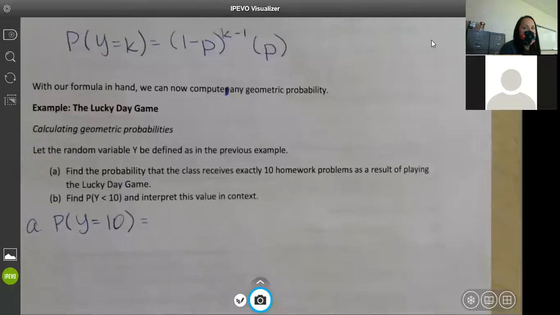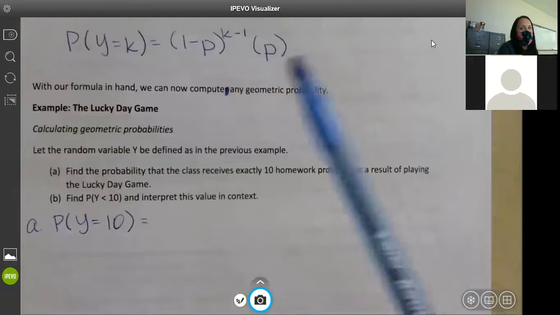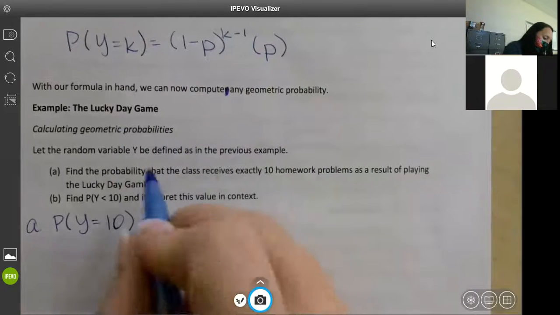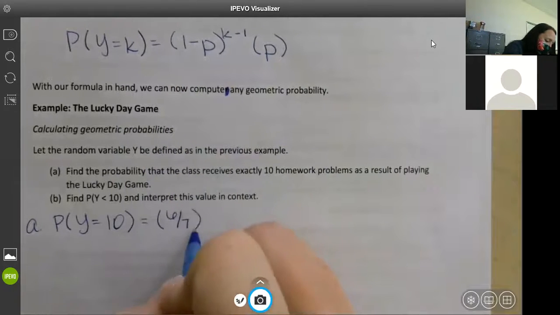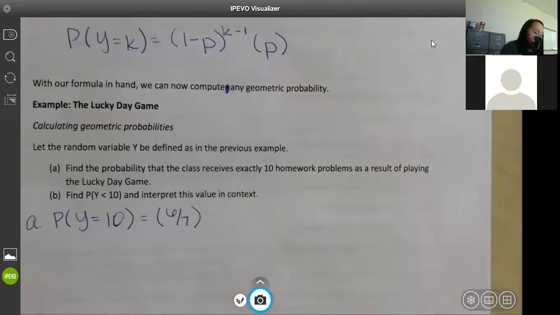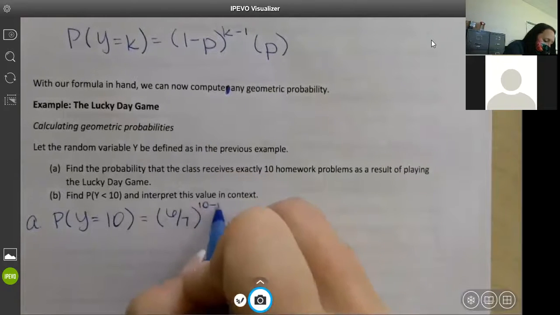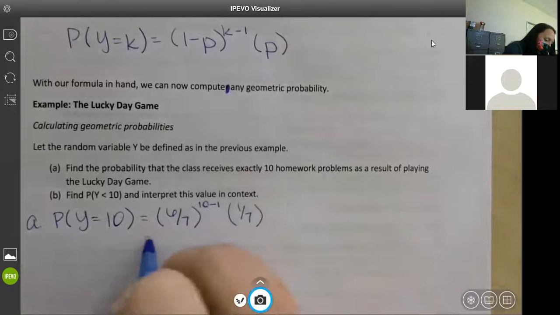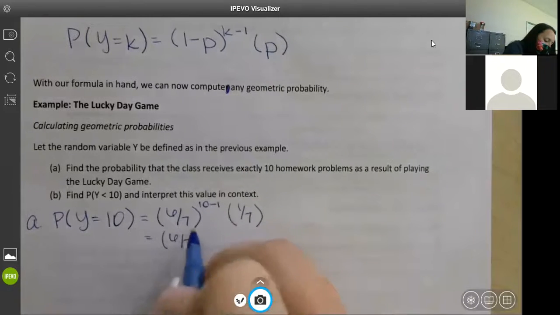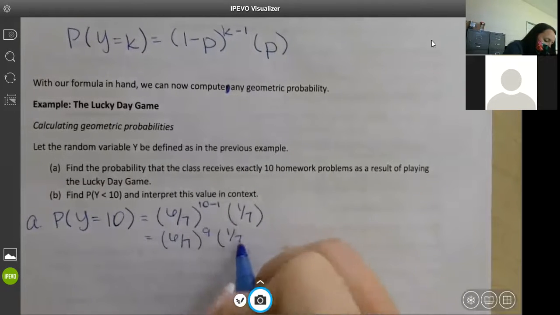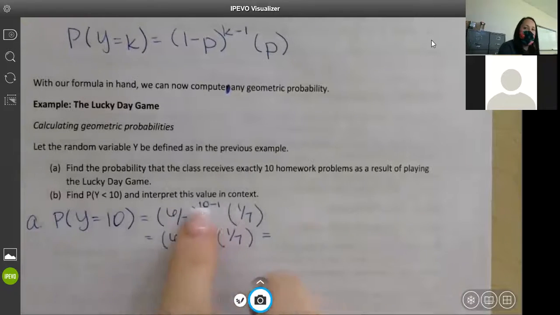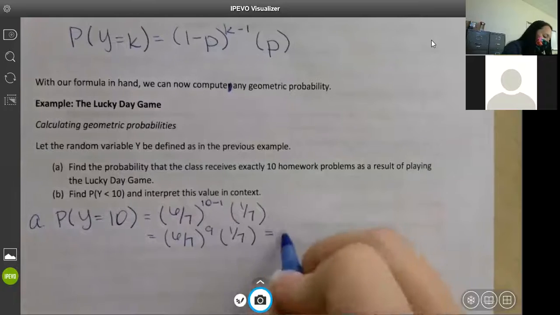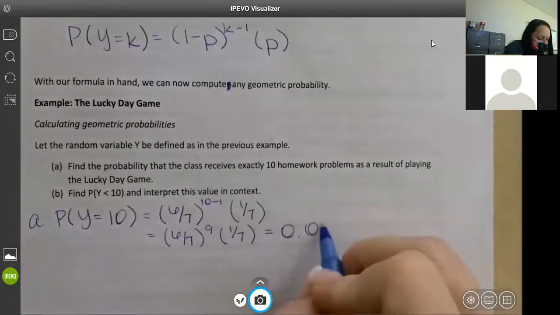So remember our formula that you see at the top of the screen? Our success is 1/7, so our failure is 6/7. We want the 10th one, so we have to do 10 minus 1. And then our success was 1/7. So it's actually 6/7 to the 9th times 1/7. And you don't have to show this top work. That's just me showing it for you. You get 0.0357.